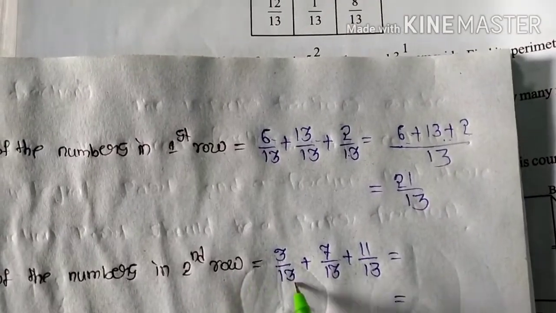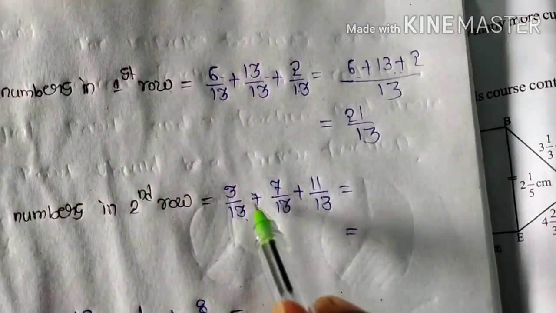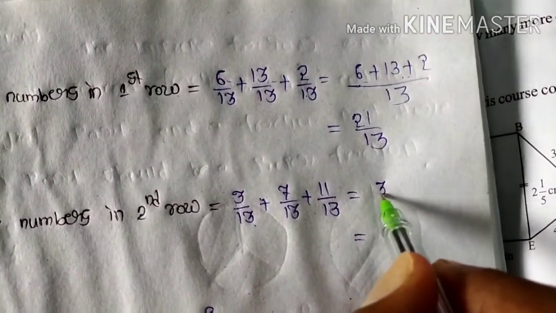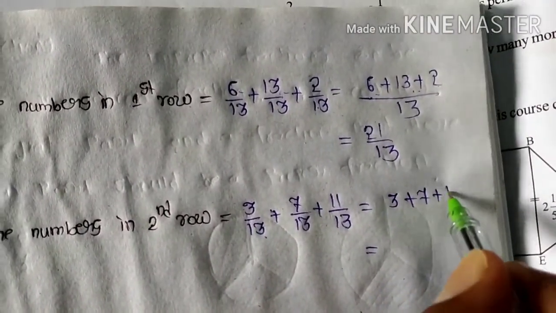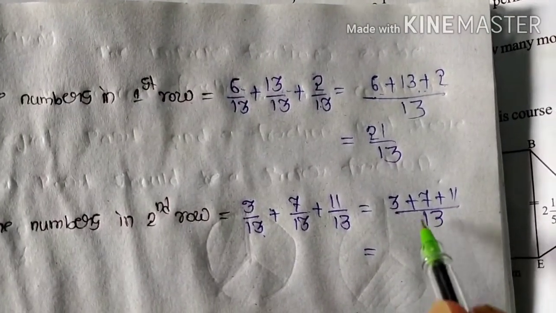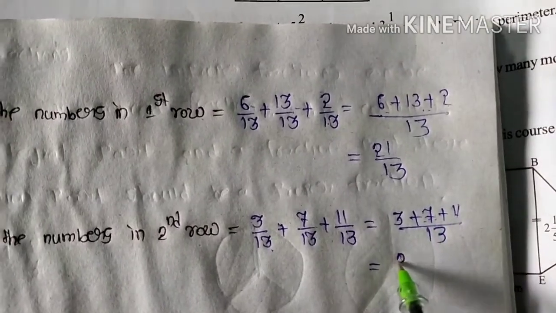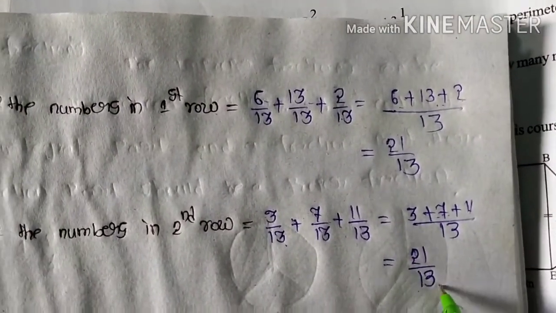Next, you can see here the sum of the second row. Second row, how can we take it? See, 3, 7, 11. You can take here 3 by 13, 7 by 13. That means I am writing 3 plus 7 plus 11 by 13. Why? Because all are like fractions. You can do direct addition of numerators. 3 plus 7 is how much? 10. 10 plus 11, 21. 21 by 13. Is it okay?